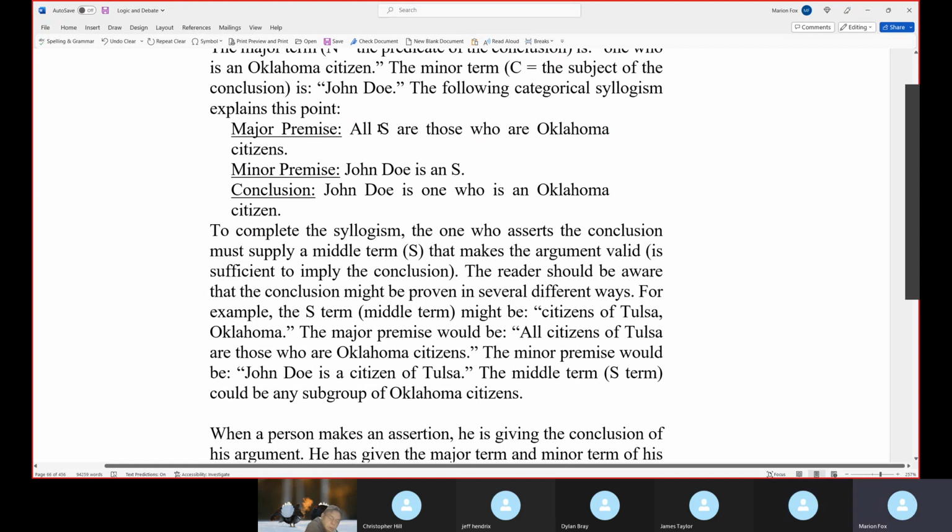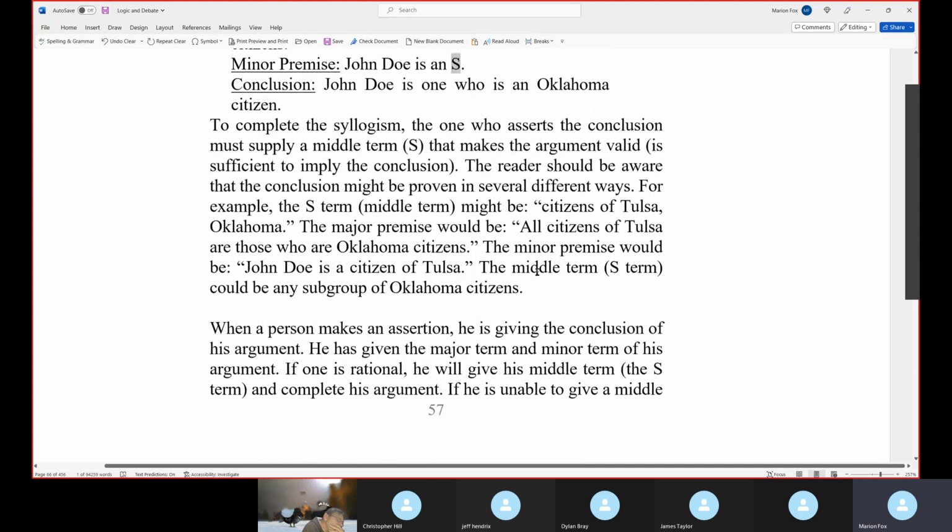That would work. Or all those who are citizens of Oklahoma City. So there's a lot of ways you could prove that, and that's a good point. Or all those who are citizens of Tulsa, Oklahoma, or some other city in Oklahoma or town. Okay. And so, yes, there's several ways we could prove that point.